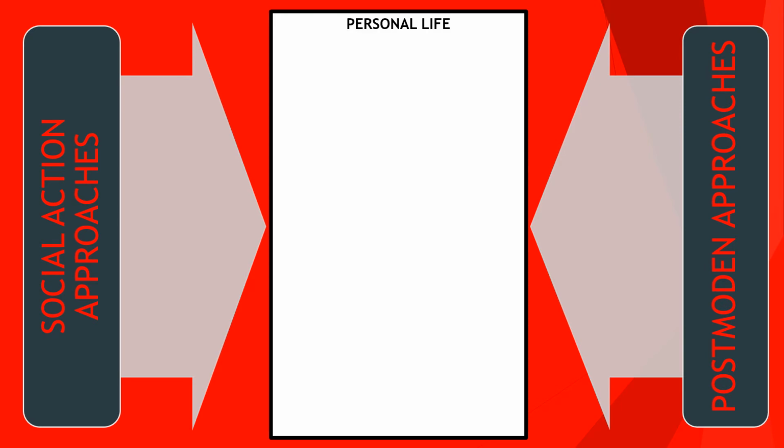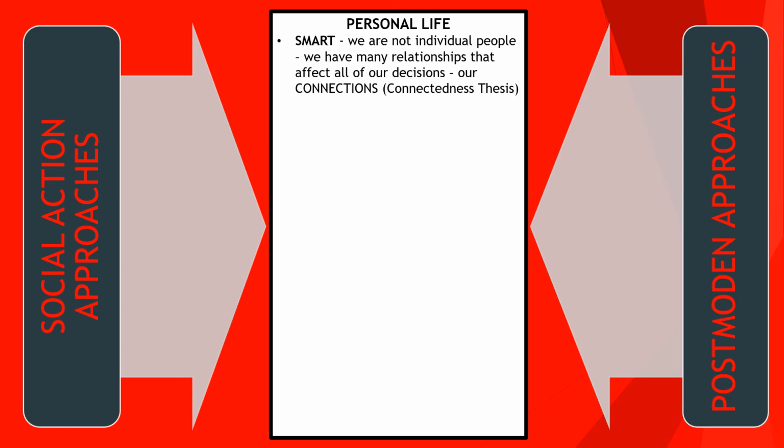Now, personal life I've separated here because it's not quite social action, it's not quite postmodernism, it's somewhere in between the two. But what we've got here for personal life is first we have Smart. So Smart says that we are not individual people with many relationships, as the postmodernists would suggest, that we are connected to others around us. So this highlights the connectedness thesis.